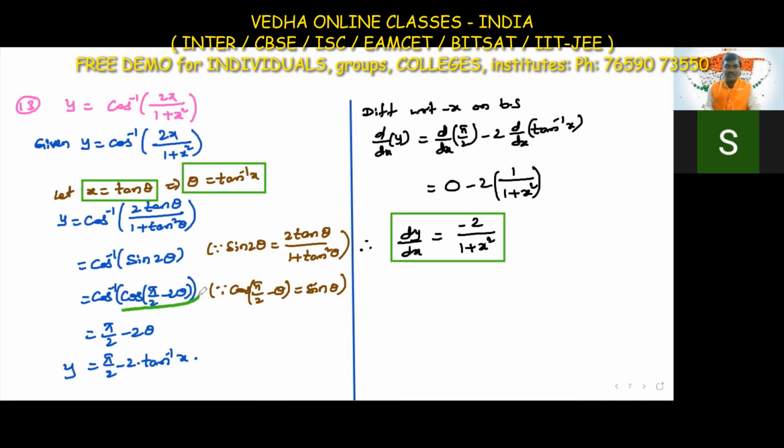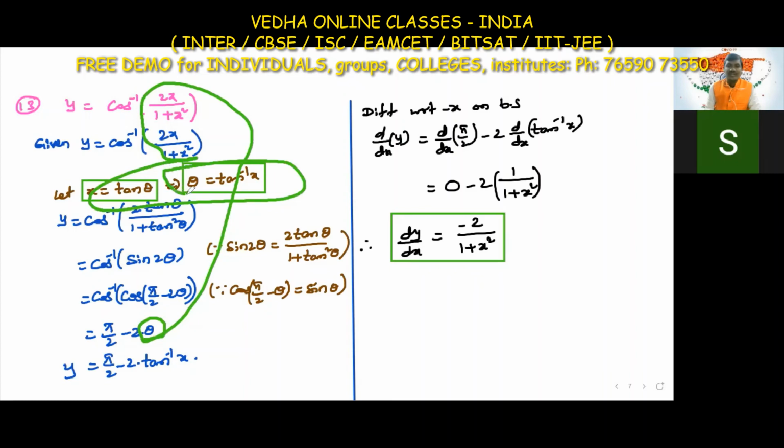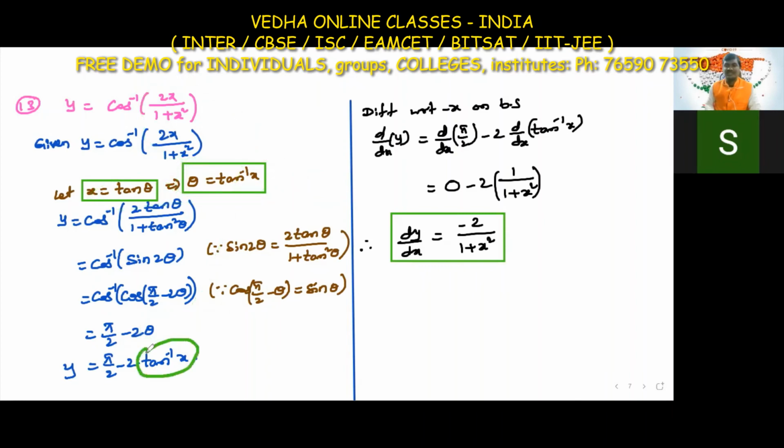Cos(90 minus theta) is equal to sin theta. That's why we wrote sin in terms of cos like this. After that, cos and cos inverse get cancelled, so pi by 2 minus 2 theta. The given question is in terms of x, but we converted into theta, so this theta we again convert into x. Theta is tan inverse x, so we get pi by 2 minus 2 tan inverse x. Till here, this is the complete simplification part only.